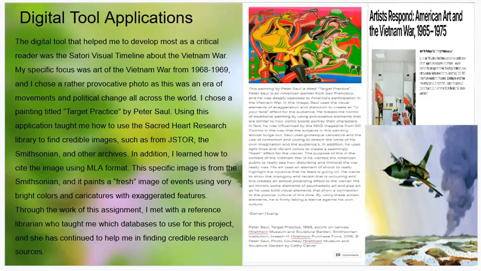Lastly, this assignment taught me how to use the library databases, a critical skill for so many classes.